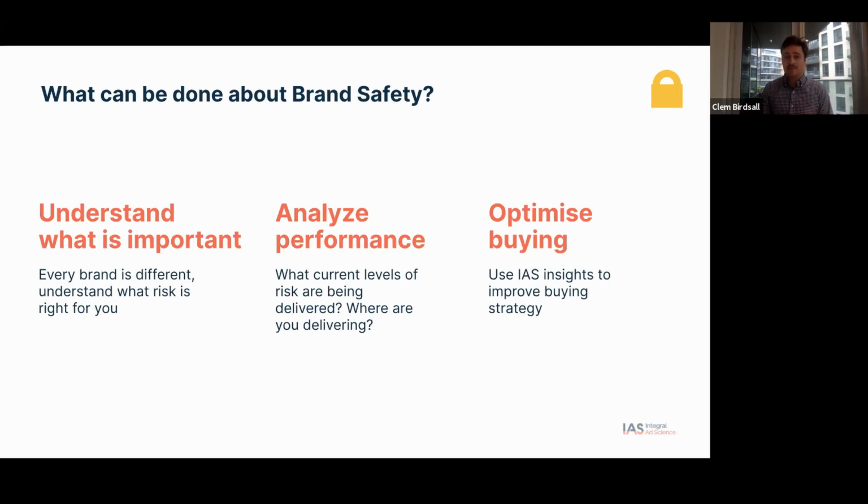So it's understanding what's important for your brand altogether. It's then analysing the performance that you currently have. So where are you currently delivering? What are the levels of risk that you are seeing? Do you need to optimise or not? And then once you know what the goal is and where you currently are, you can start to optimise the buying using the insights that IAS have delivered through the Skimmy partnership to buy the best quality media possible.